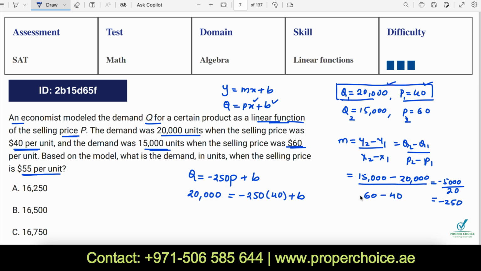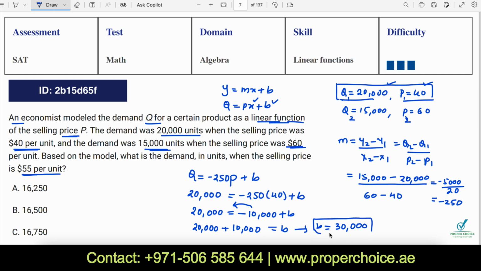So 20,000 equals, like when we say 250 times 40, that gives me 10,000. So I can rearrange it as 20,000 equal to negative 10,000 plus B. When you take it to the other side, it turns positive. So 20,000 plus 10,000 is equal to B. In short, I'm getting a value of B as 30,000. So the initial price or initial value for this is 30,000.